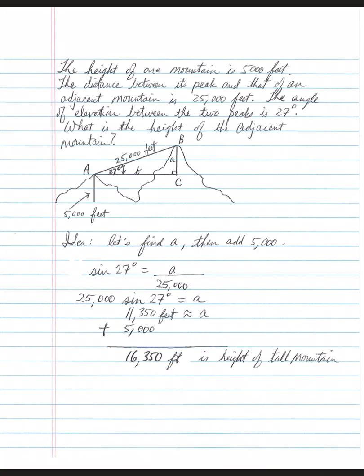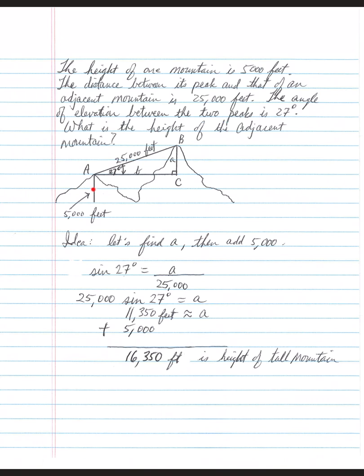Some applications. The height of one mountain is 5,000 feet. The distance between its peak and that of an adjacent mountain is 25,000 feet. The angle of elevation between the two peaks is 27 degrees. What is the height of the adjacent mountain? So mountain A is 5,000 feet tall. We're supposed to find the height of mountain B.